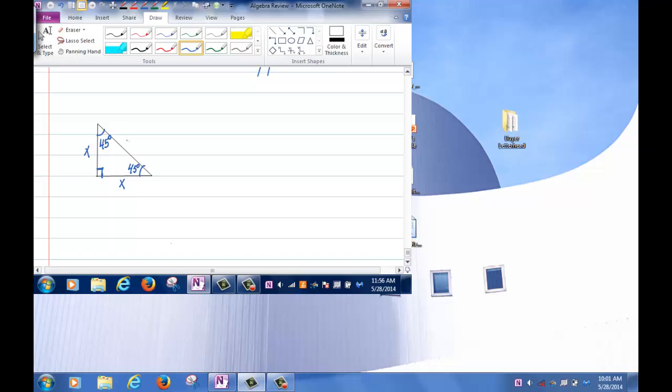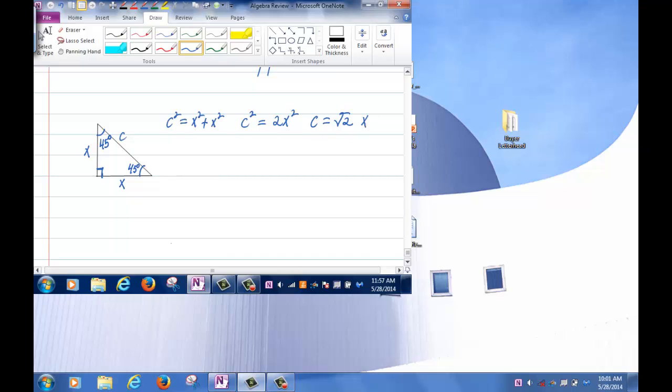So what's the length of the other side? Yeah, by the Pythagorean theorem, the length of the hypotenuse is what? Let's call that c. So c squared would be what? x squared plus x squared. So that tells you that c squared is what? 2x squared. So what is c? Root of 2 times x, right?